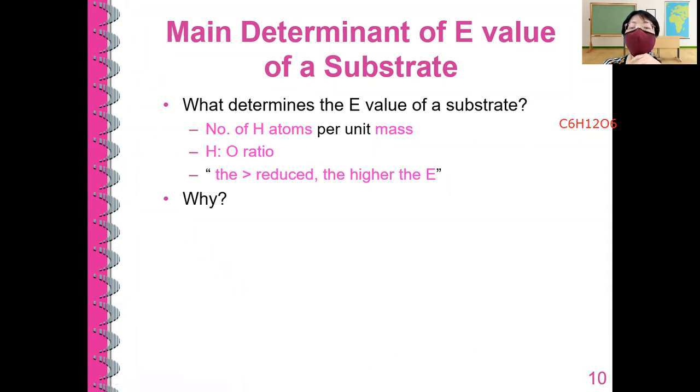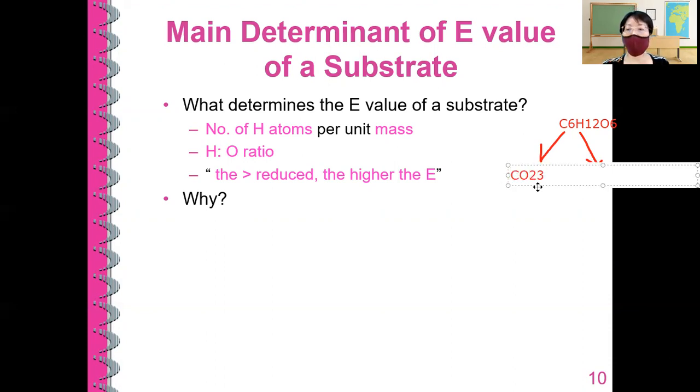Why? Because you already learned that during respiration, it's either decarboxylation, removing the carbon, or dehydrogenation, which means removing the hydrogen. It's either or. And you know that when you remove the carbon, you produce CO2. Where got energy? CO2, no energy. So the only part that can give you energy is the hydrogen.